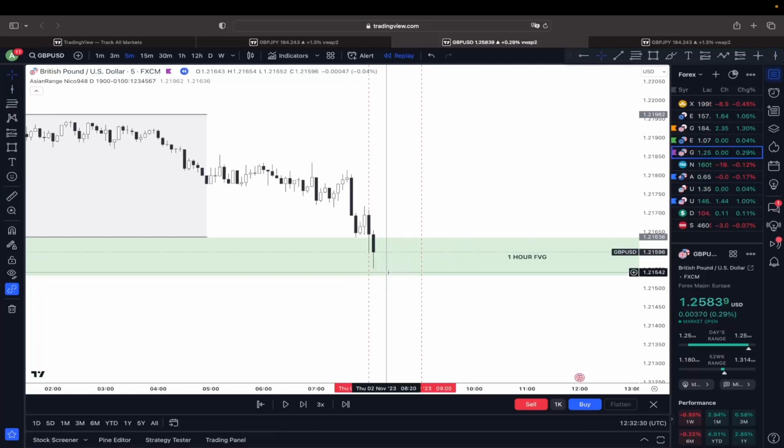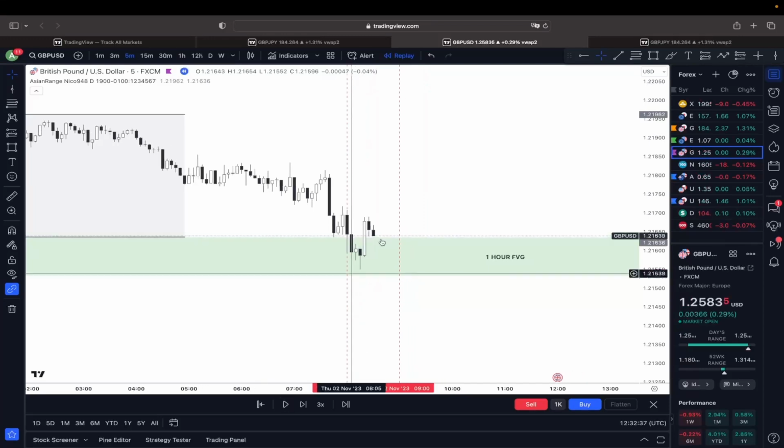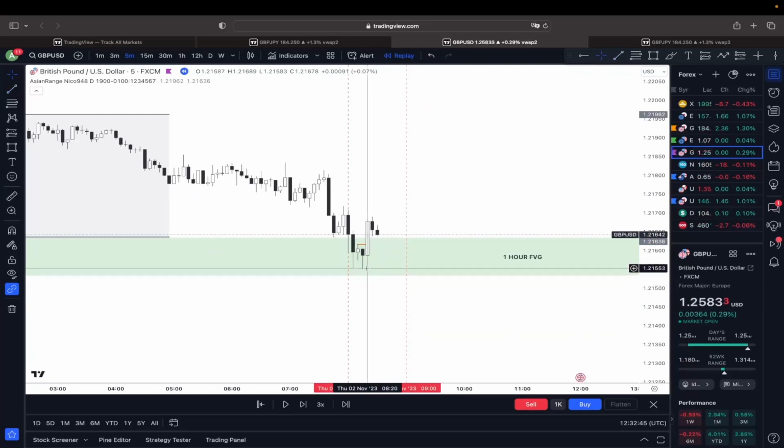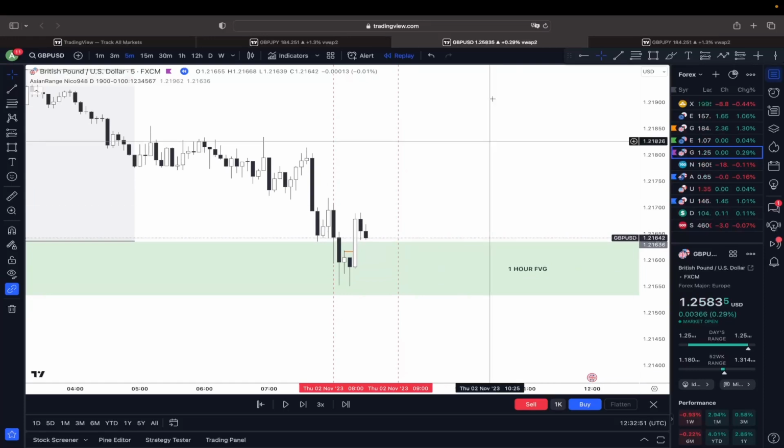8 o'clock hits, and we've now tapped into that 1 hour fair value gap. So now I'm waiting for that 5-minute market structure shift, which we do get here. We get our market structure shift there. You see how we created a new low down here before reversing and breaking this high here. That is classed as a market structure shift.